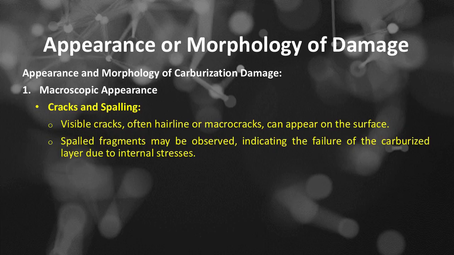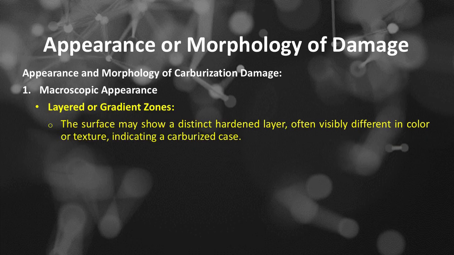The second of macroscopic appearance is cracks and spalling. Visible cracks, often hairline or macro cracks, can appear on the surface. Spalled fragments may be observed, indicating the failure of the carburized layer due to internal stresses. The third of macroscopic appearance is layered or gradient zones. The surface may show a distinct hardened layer, often visibly different in color or texture, indicating a carburized case.